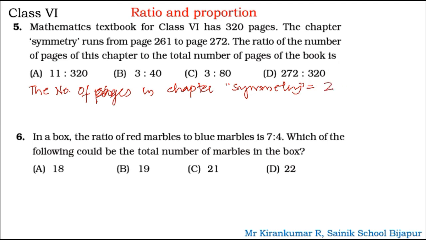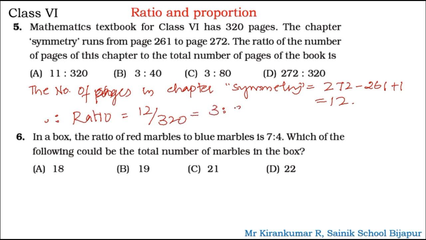The last page is 272 and it has started from 261. We need to add 1 because that page is also included, so it is 12. Therefore the required ratio is 12 upon the total number of pages 320. We get the ratio as 3:80. This confirms that option C is the right answer.